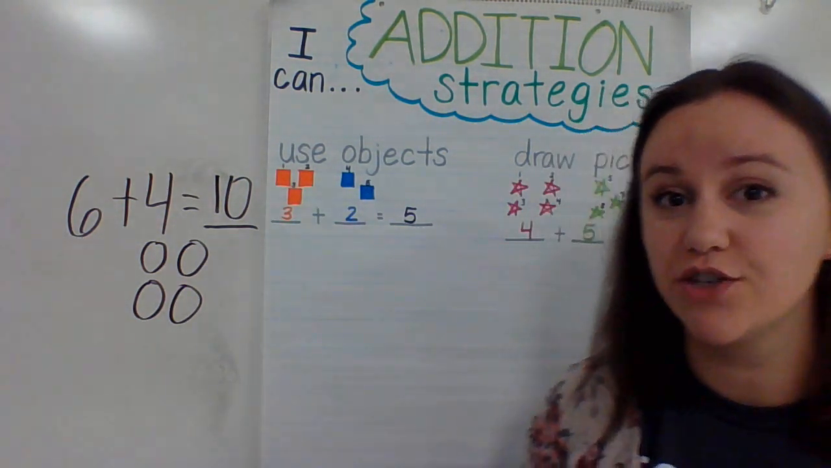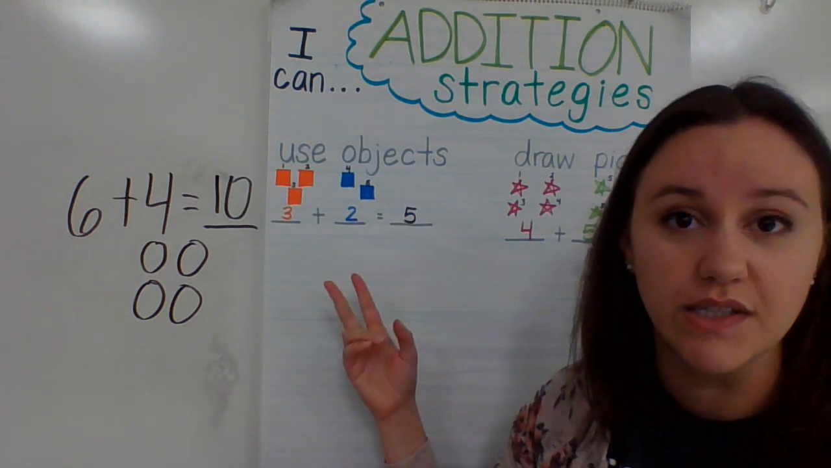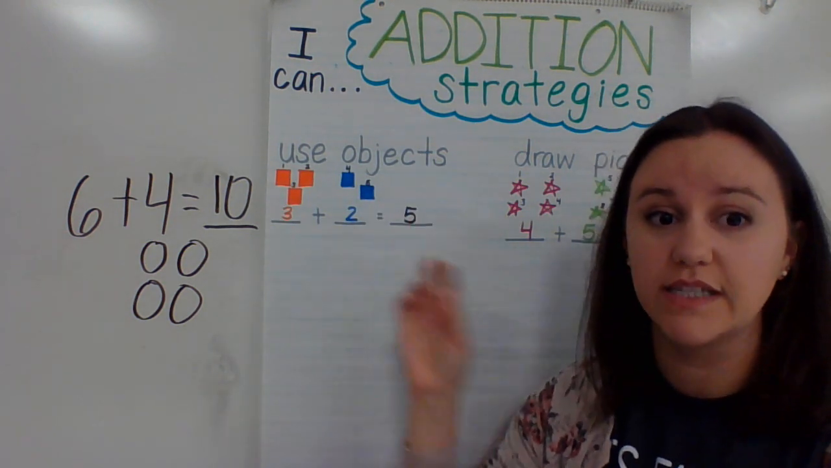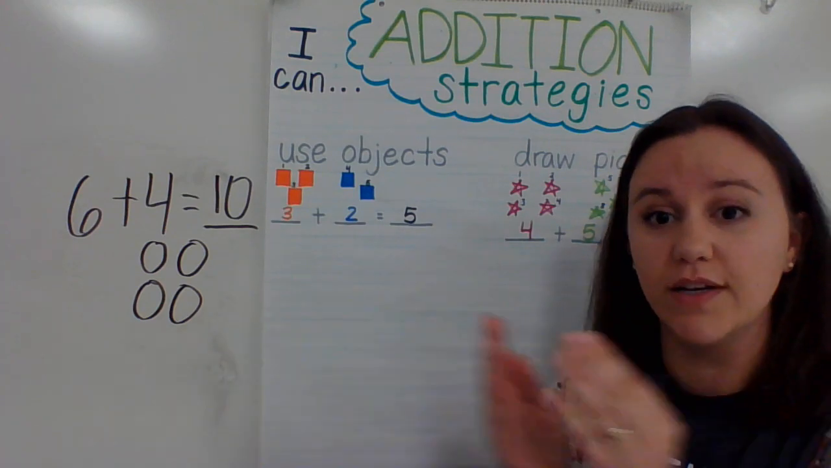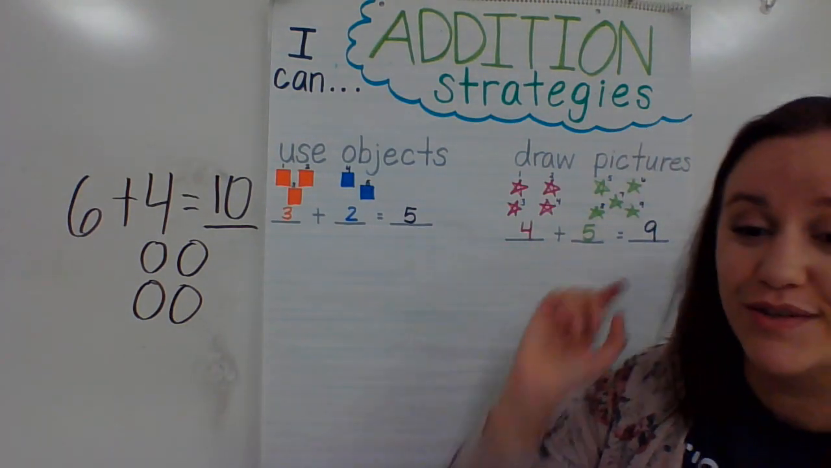So far we have two addition strategies, two ways that we can use to help us solve problems. We can use objects, things that we can move around, make groups of, and join together. And we can also draw pictures.